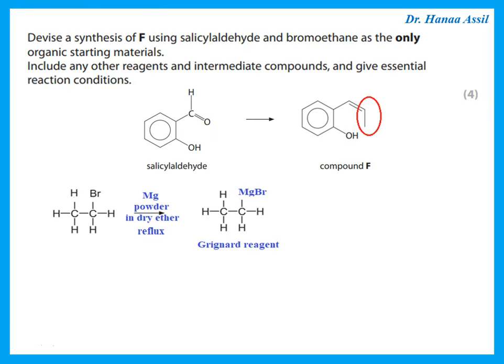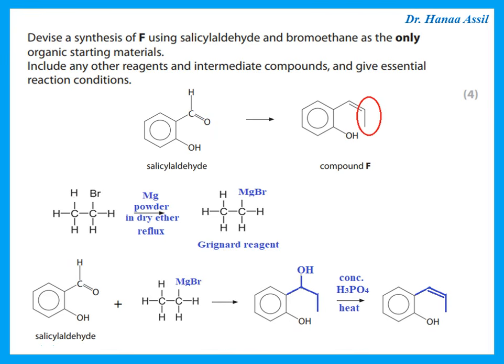So what's the first thing I can do? I can use Grignard. He's saying I can start with bromoethane. So I use the bromoethane to make a Grignard reagent. Remember, reacting the halogenoalkane with magnesium in dry ether, reflux, these are the conditions. I add magnesium bromide to the halogenoalkane. So I prepared the Grignard reagent. Then I need to add that group. So I react this Grignard reagent with the salicylaldehyde. This gives me that group added on the benzene ring.